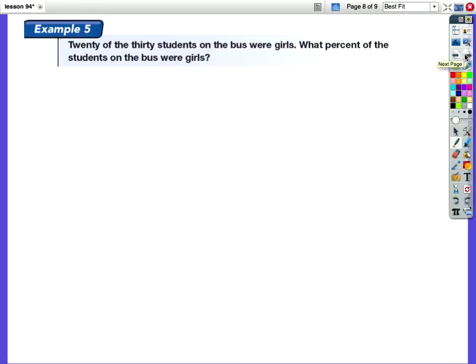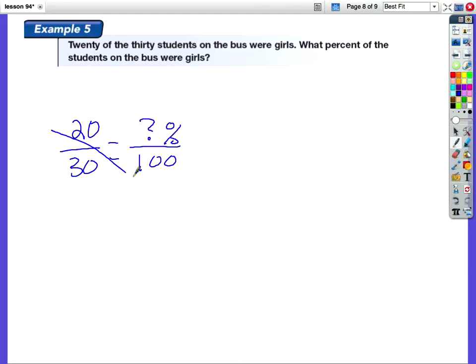Now, 20 of the 30 students on the bus were girls. What percent of the students on the bus were girls? So I have 20 out of 30 were girls, and I want to know what percent out of 100 were girls. If we look at this, we can cross multiply, or we could try to reduce. I'm going to cross multiply since I have some bigger numbers, and 30 doesn't go into 100 very easily.